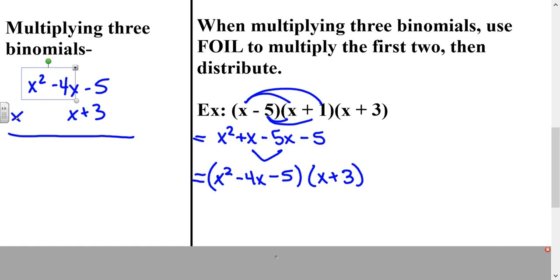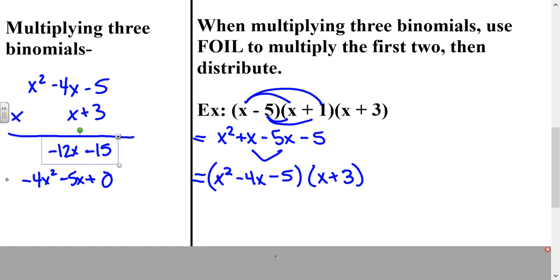stacked method, then I would take 3 times negative 5, which would be negative 15. 3 times negative 4x would be negative 12x. Then I bring down a 0. Then I have x times negative 5, which is negative 5x. And then x times negative 4x, which would be negative 4x squared. And then x times x squared, which is x cubed. So if I add everything together, I get negative 15. Then negative 12x plus negative 5x would be negative 17x. Then I have negative 4x squared and x cubed.